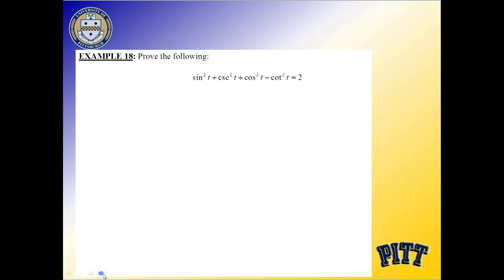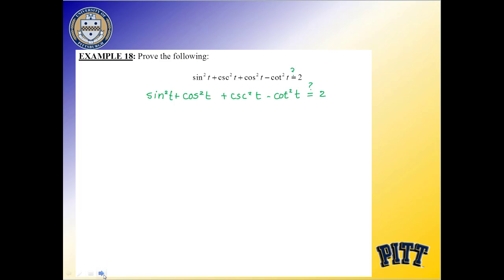So this one here, I want to prove that sine squared t plus cosecant squared t plus cosine squared t minus cotangent squared t equals 2. First thing I'm going to do is rearrange it: sine squared t plus cosine squared t plus cosecant squared t minus cotangent squared t. I'm allowed to rearrange this by the associative property of addition. It doesn't matter which order I add things, and I'm considering the subtraction as adding a negative, so it doesn't matter which order I carry through additions and subtractions, as long as they all get done and I'm subtracting the same thing.